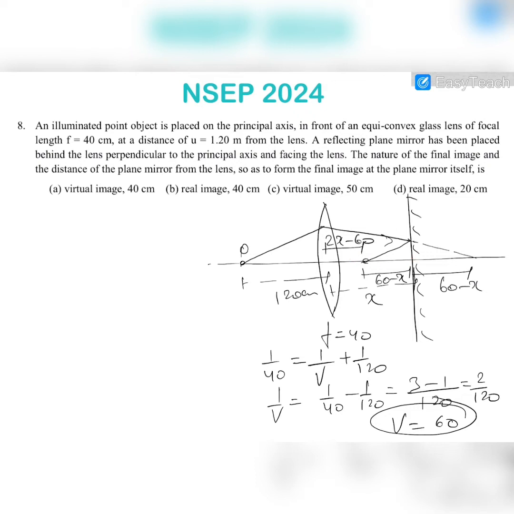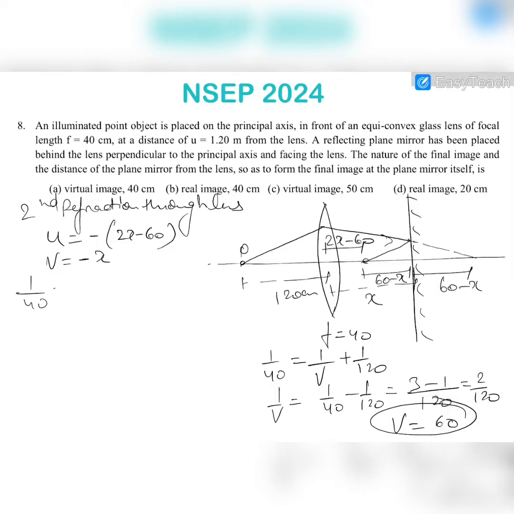So for the second refraction through the lens, u is equal to minus of 2x minus 60, and v is equal to minus of x, because we have to make the final image at the mirror. Obviously the final image will be virtual because rays are going in this direction and the image is at this position, so it would be virtual. And 1 by 40 will be equal to 1 by v minus 1 by u, so it would be minus 1 by x plus 1 by 2x minus 60.